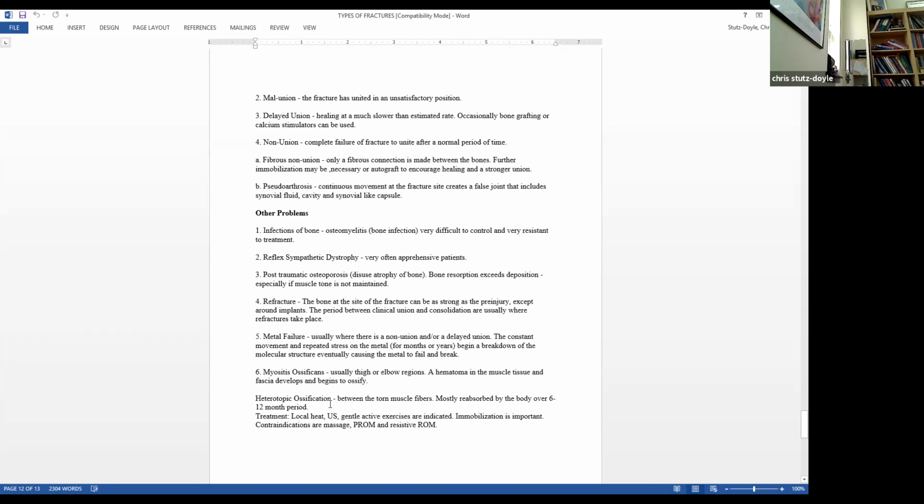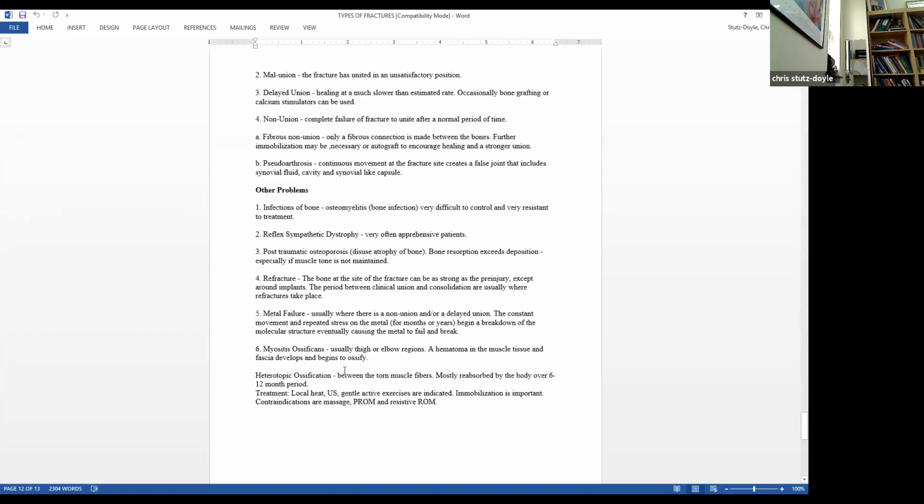Heterotopic ossification is associated with abnormal growth of the bone in non-skeletal tissue, and the bone usually grows at 3 times the normal rate, and usually is absorbed within a 6 to 12-month period. The treatment for it is heat, ultrasound, exercises. Immobilization is important. Contraindications are massage, passive range of motion, and resisted range of motion. So those are heterotopic ossification.